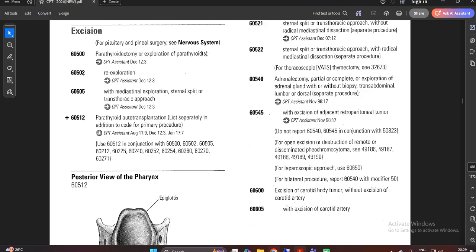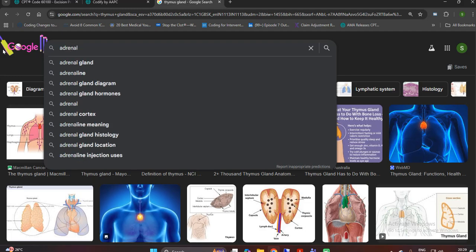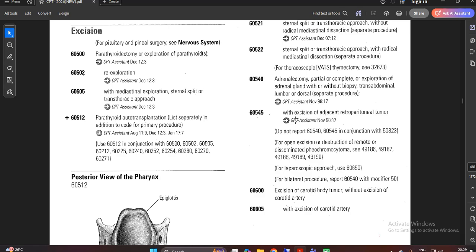Okay, so where do you see adrenal gland? On the kidney, on the top. So these are the kidney, adrenal gland. Anyway, you don't need to worry. You will not get those. Just directly you will get thyroid and parathyroid only. But we need to learn now.